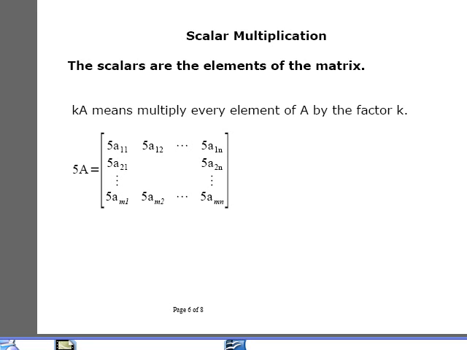Now we'll look at scalar multiplication. With matrices, there's many different kinds of multiplication. There's matrix multiplication, scalar multiplication. When you get into vectors, you have dot products and cross products. So there's many different ways to combine matrices under multiplication. This is called scalar multiplication.